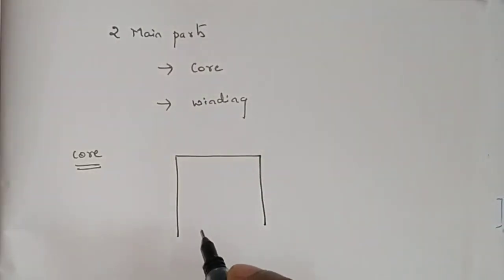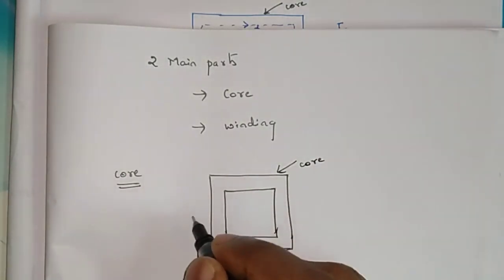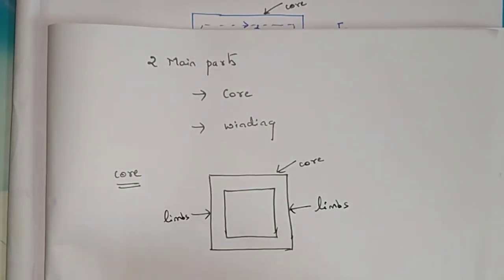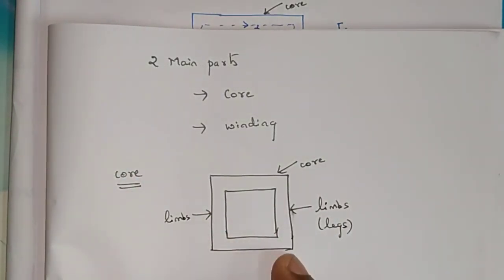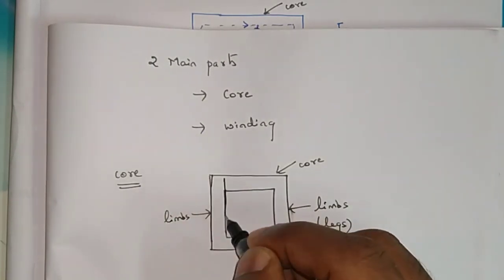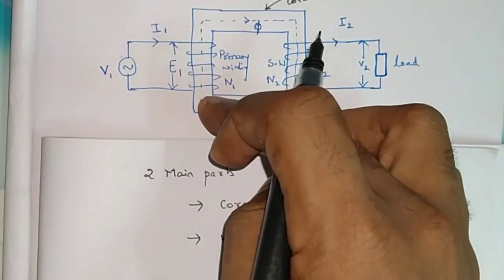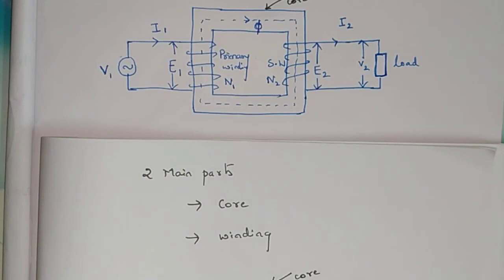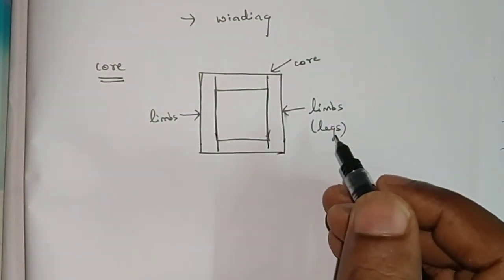I'll draw it separately and explain about the core. So this will be the core, and these two are called limbs. The limbs are nothing but the legs of the core of the transformer. You have two legs in this core. On the first leg, the primary winding was done, and the secondary winding is done on the second leg of the core of the transformer. So these two are the limbs or legs of your transformer.